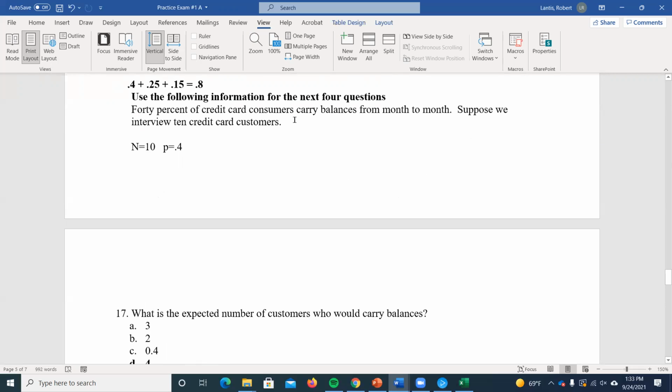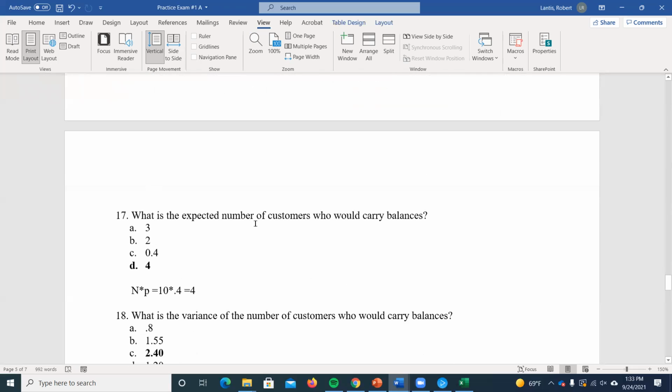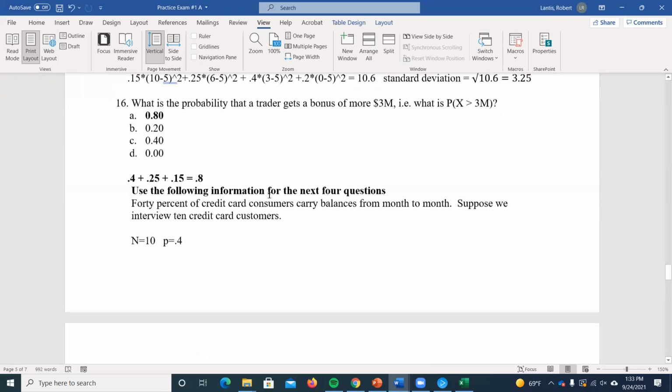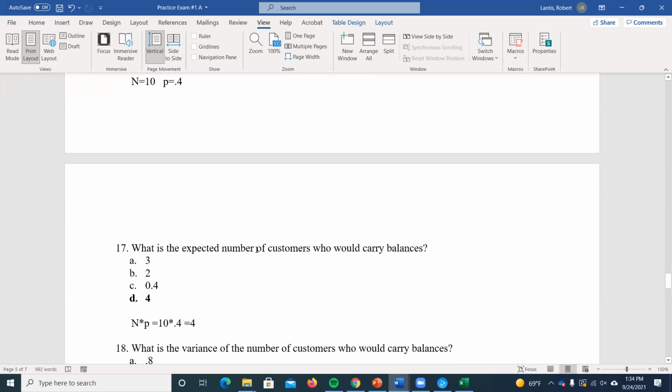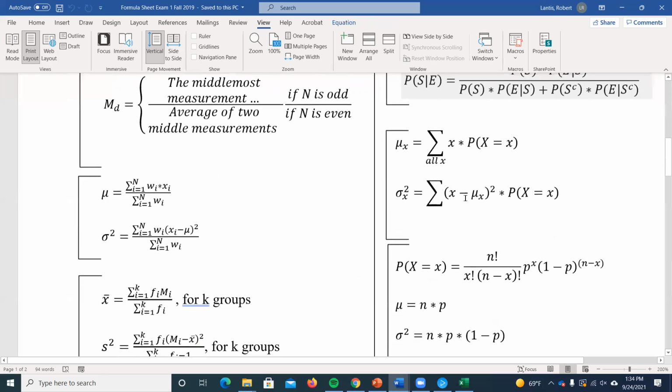So let's say 40% of credit card consumers carry a balance from month to month, and we interview 10 credit card customers. What's the expected number of customers and the variance? Okay, so let's start out with that. So here, I'm looking at the underlying probability of success, 40%, so 0.4. And I'm looking at 10 consumers or customers, so my number of trials is 10. Okay. If I want to come up with the expected value or the mean and the variance, I'm going to go to my formula sheet.